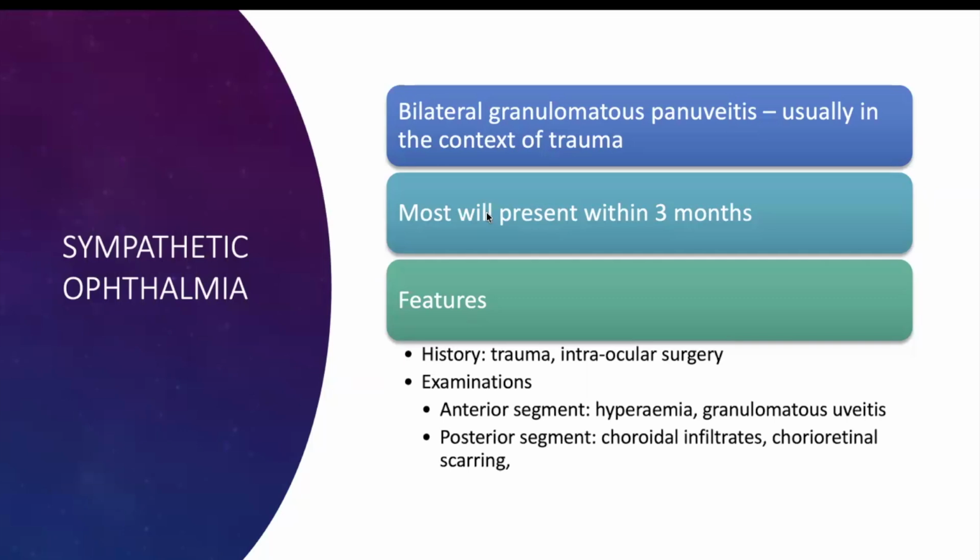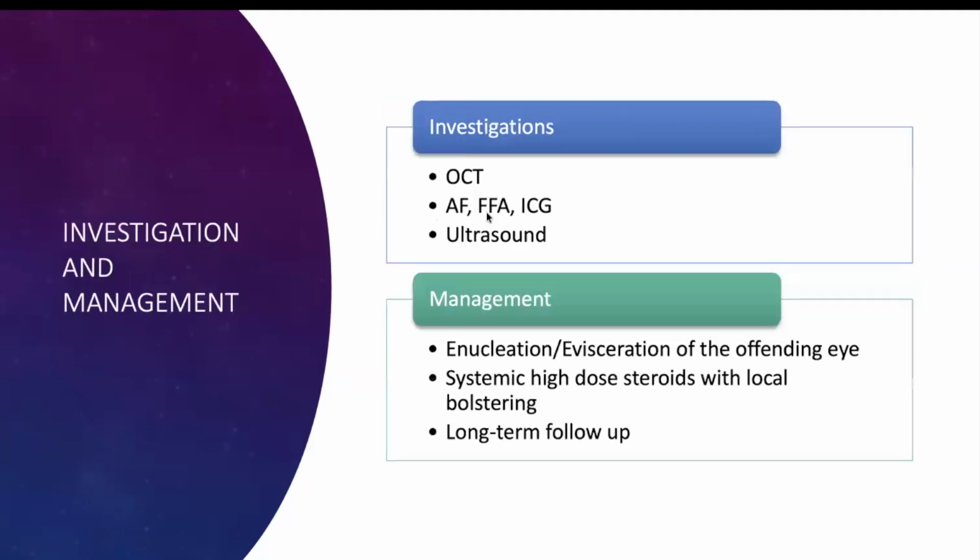So, like I said, in the history, you may elicit some history of trauma or intraocular surgery, very rarely. And then on examination, it will look very similar to something like a VKH. So, in the anterior segment, you'll see a granulomatous uveitis, maybe a hyperemia, and then you might see some choroidal infiltrates, chorioretinal scarring, exudate, and serous subretinal fluid as well. You'll want to investigate with all your ocular investigations.